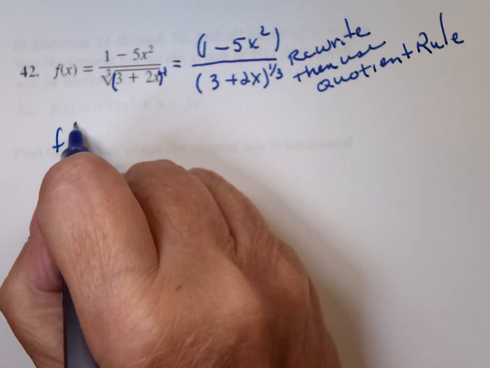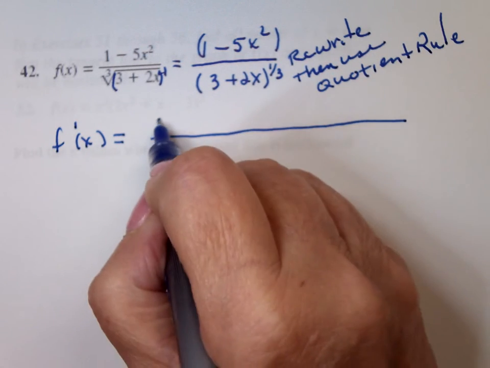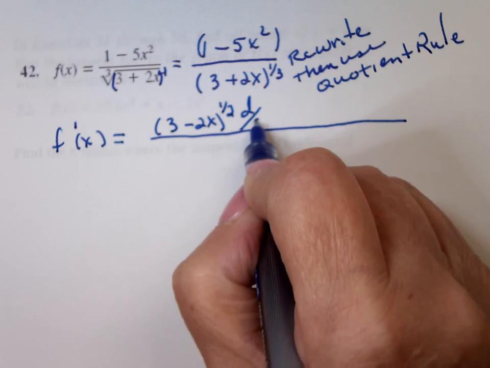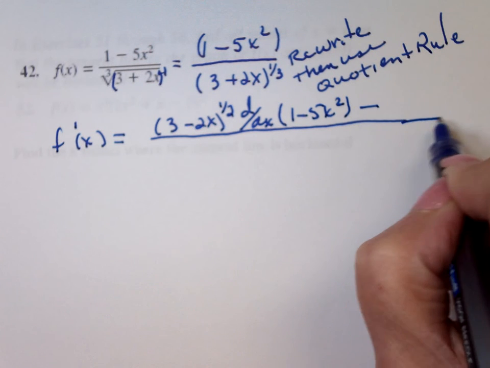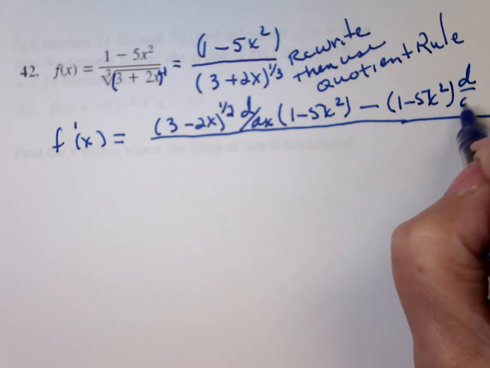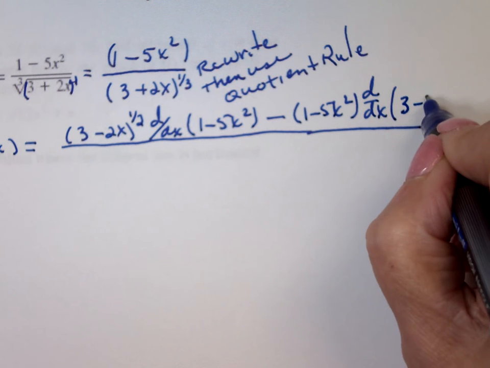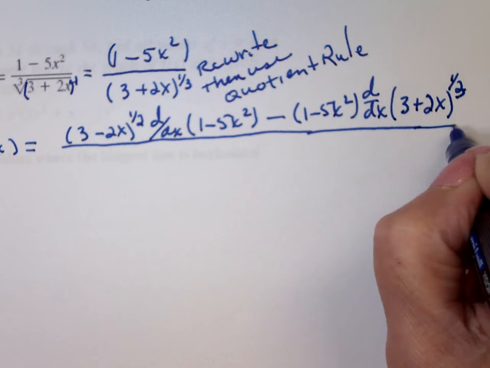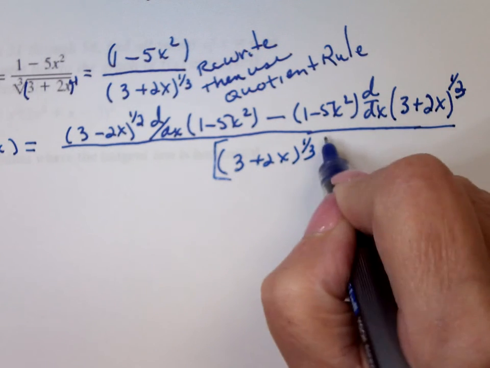So that f prime of x: bring the denominator up, times the derivative of the numerator, minus the numerator times the derivative of the denominator, all over the denominator squared.